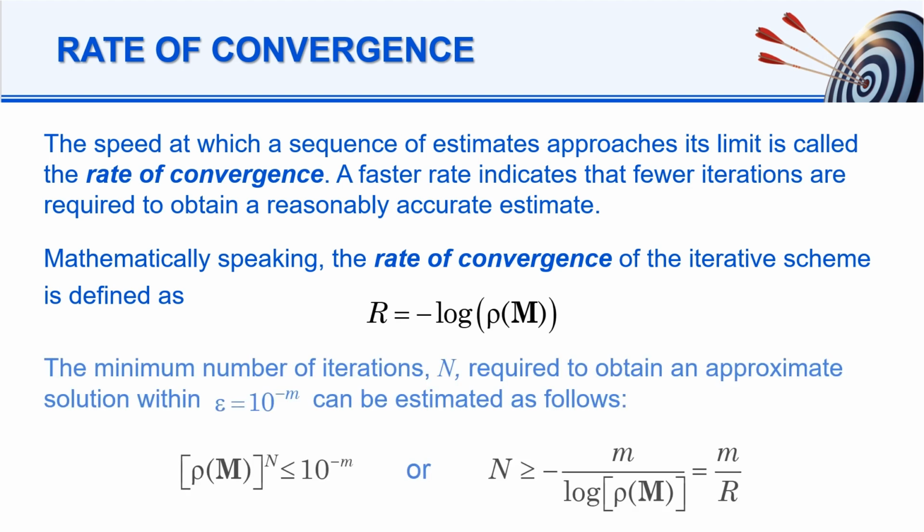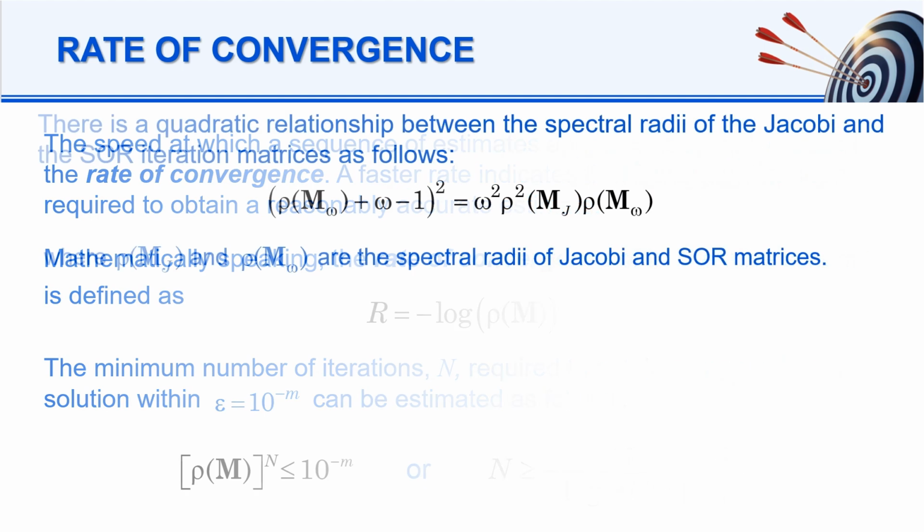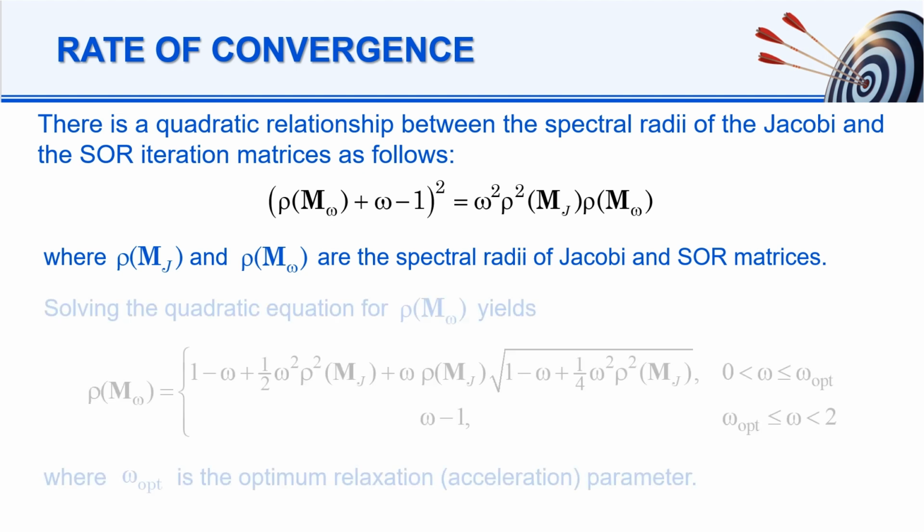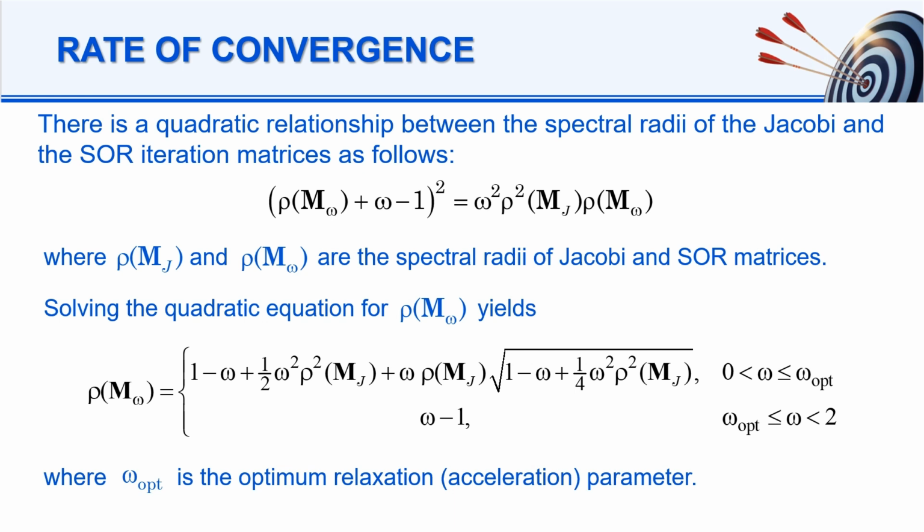The minimum number of iterations required to obtain a solution within epsilon equals 10 to the minus m can be estimated as follows. There is a quadratic relationship between the spectral radii of the Jacobi and the SOR iteration matrices, where ρmj and ρm are the spectral radii of Jacobi and SOR matrices. Solving the quadratic equation for ρm yields the following solution, where omega optimum is the optimum relaxation or acceleration parameter.